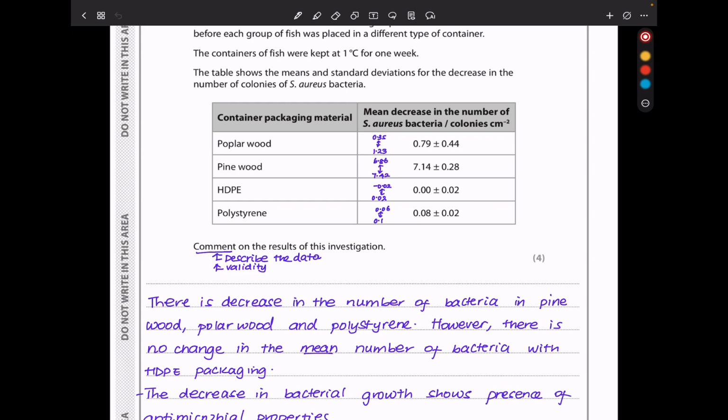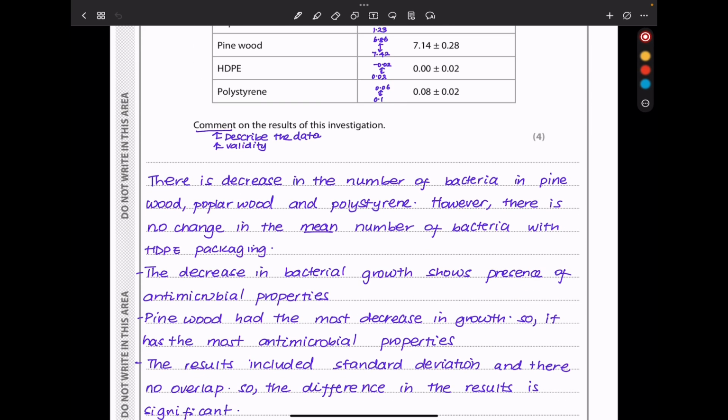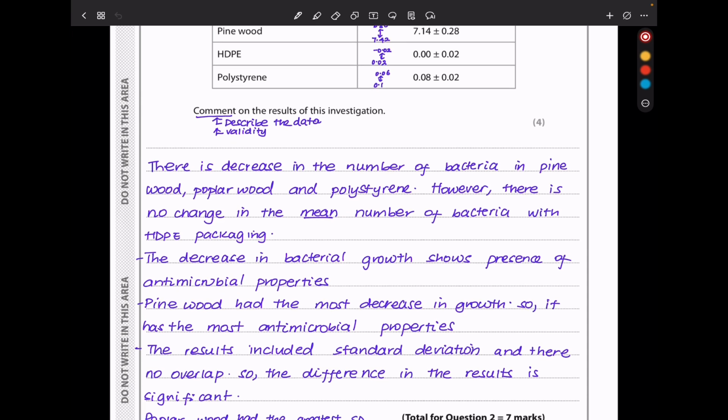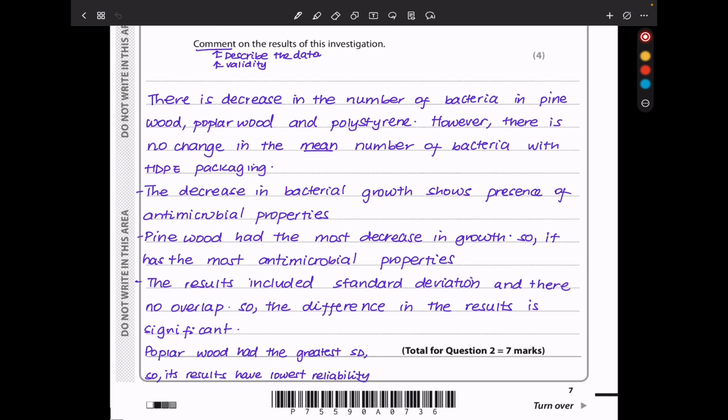the least decrease. So here I said there is decrease in the number of bacteria in pine wood, poplar wood, and polystyrene. However, there is no change in the mean number of bacteria with HDPE packaging. You could say mean or just no change in the number. The decrease in bacterial growth shows presence of antimicrobial properties. Pine wood had the most decrease in growth, so it has the most antimicrobial properties. We saw that from the table.